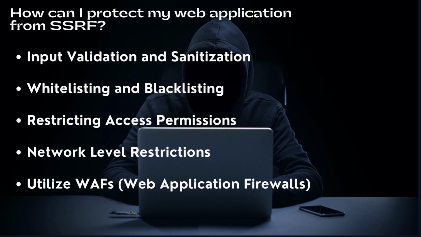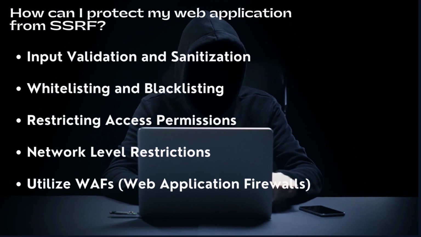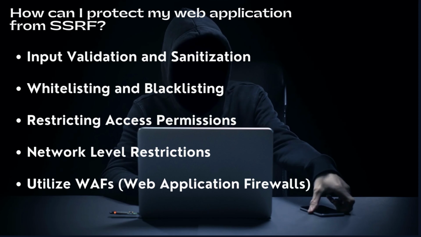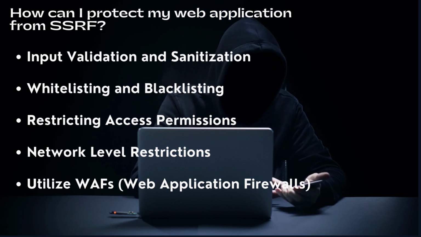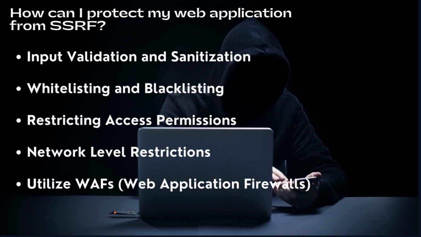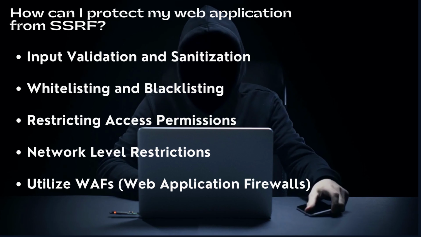Then comes whitelisting and blacklisting. So implement a robust whitelist of allowed URLs and IP addresses that your application can access. This restricts requests to trusted sources and prevents attackers from exploiting SSRF by targeting unauthorized endpoints. Also avoid blacklisting as it can be error-prone and easily bypassed by attackers. Later on, we have restricting access permissions. So apply the principle of least privilege. Ensure that your web application has access only to the necessary resources and not internal or sensitive systems.